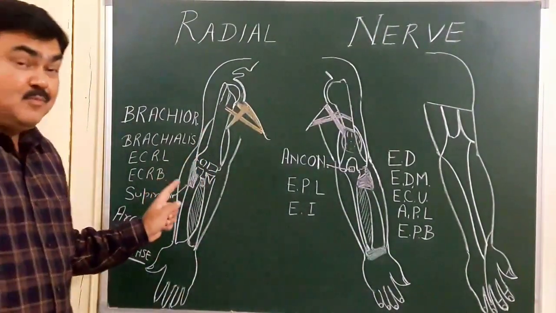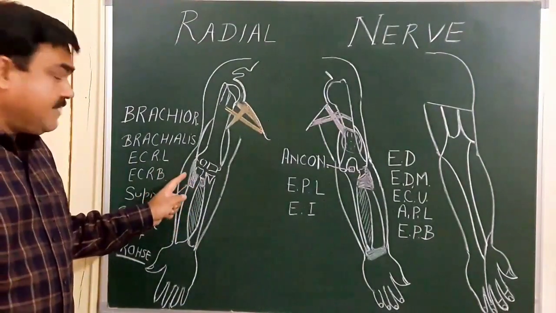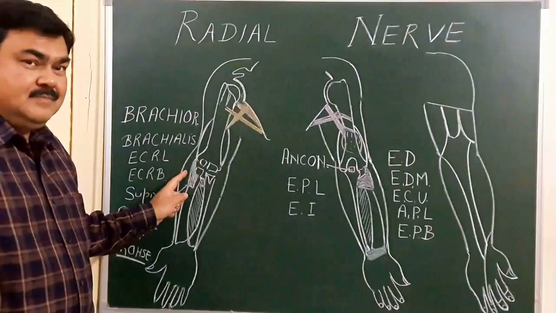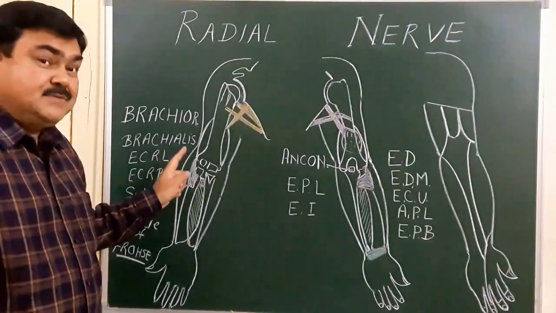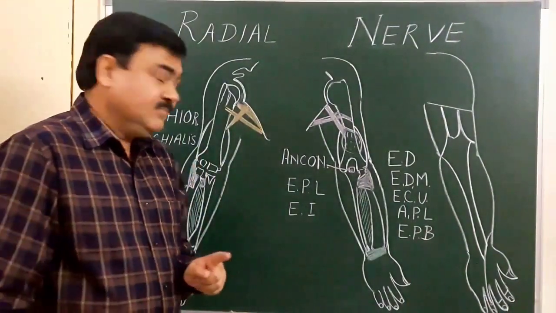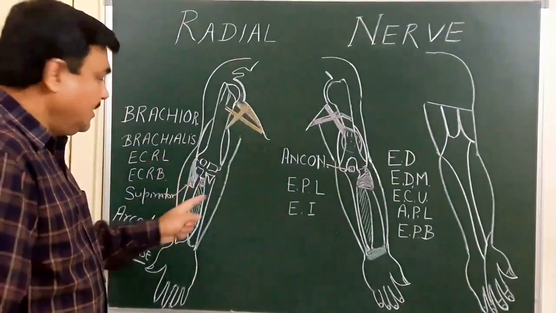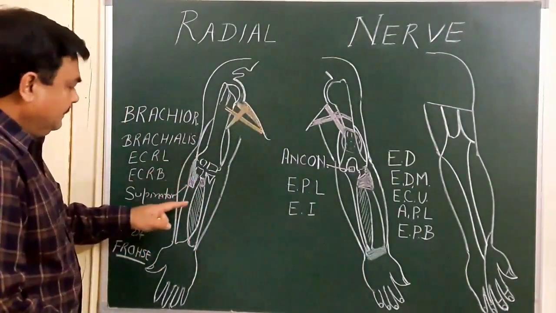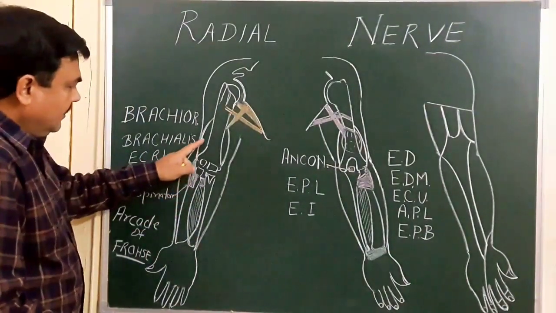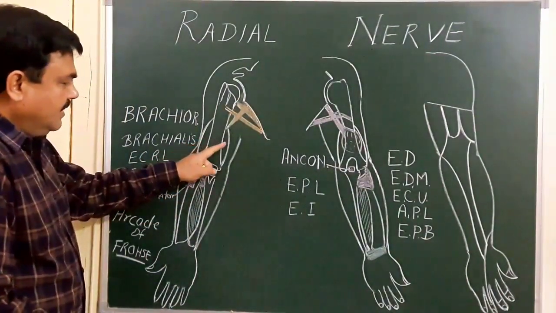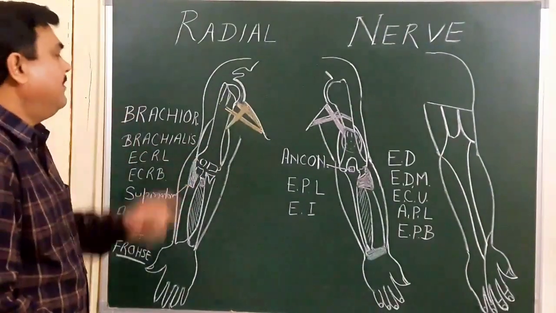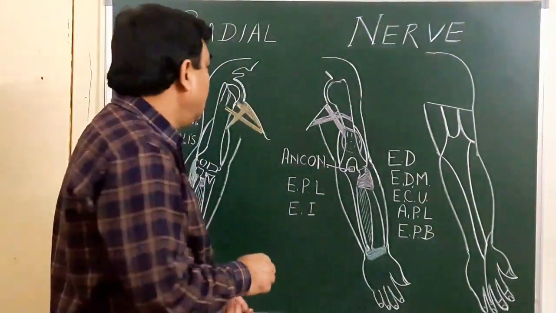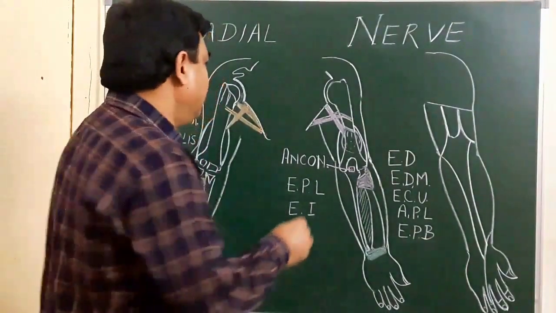This is clinically very important. It may compress the radial nerve, its branch, the posterior interosseous nerve. So it is clinically important, and we will discuss it later. In this diagram you have seen the lateral and medial intramuscular septum, the supinator, and the interosseous membrane. Now we will discuss the course and relations of the radial nerve.